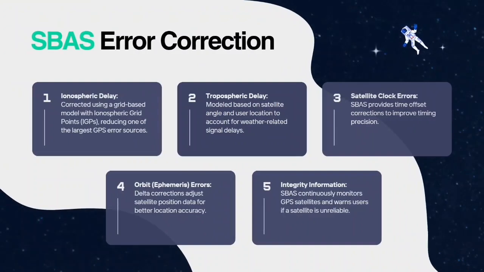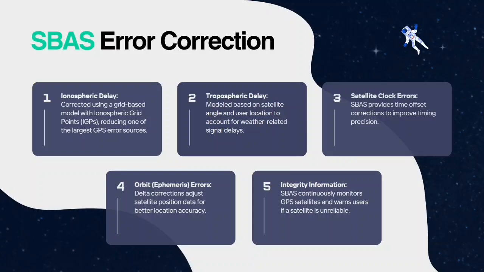The SBAS error corrections. First, ionospheric delay is corrected using a grid-based model with ionospheric grid points, or IGPs, reducing one of the largest GPS error sources. Second, tropospheric delay is modeled based on satellite angle and user location to account for weather-related signal delay.